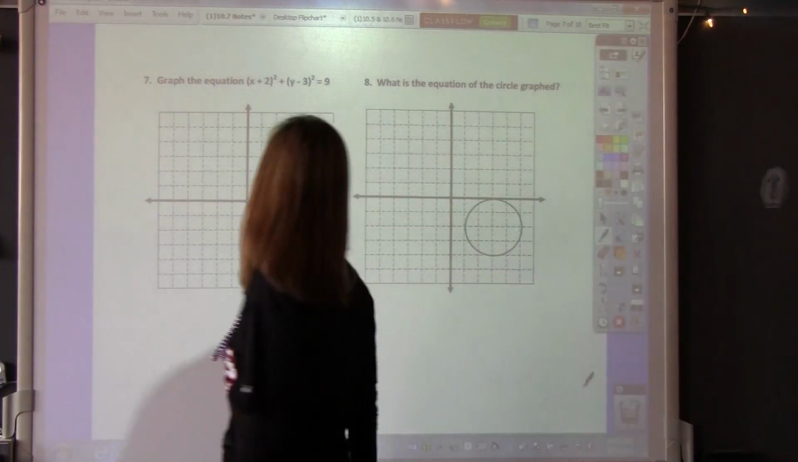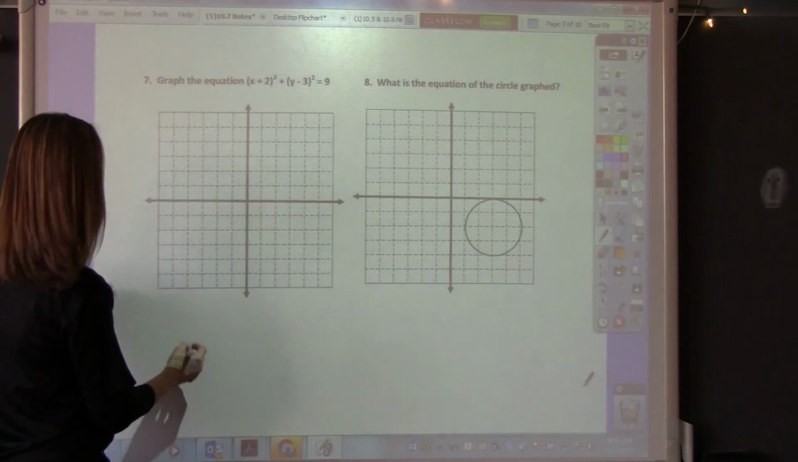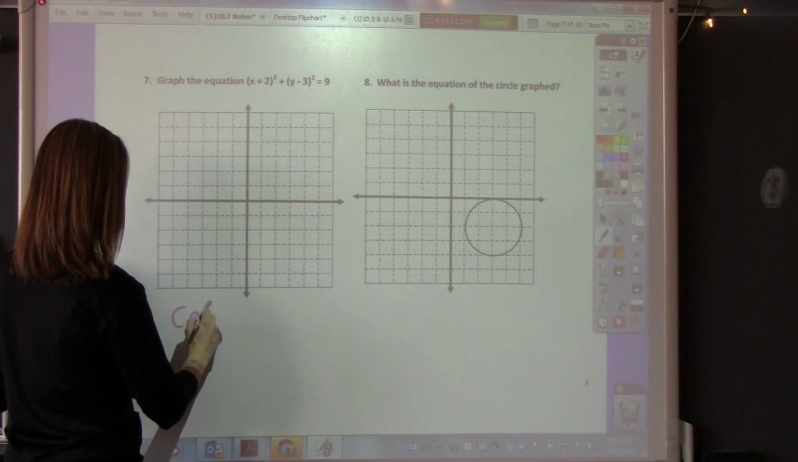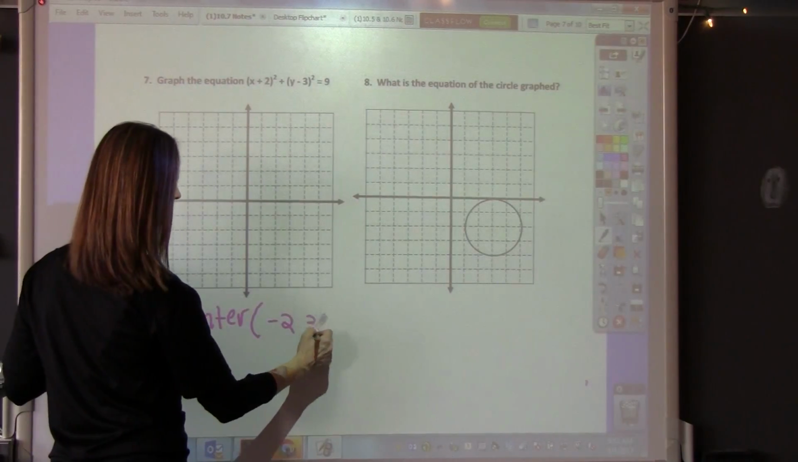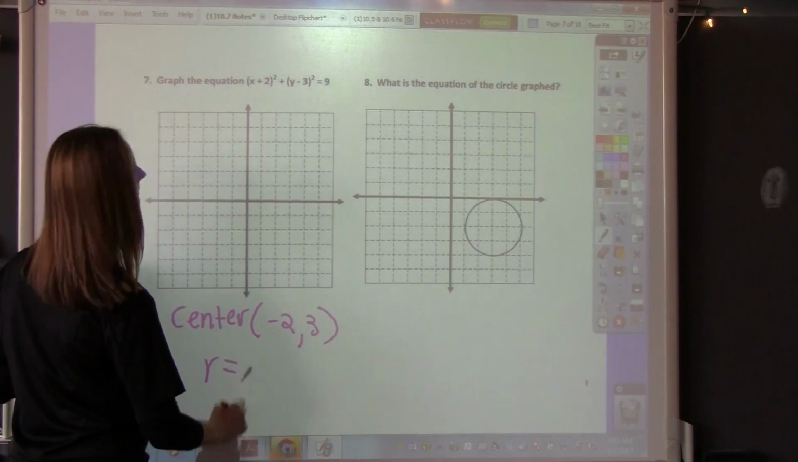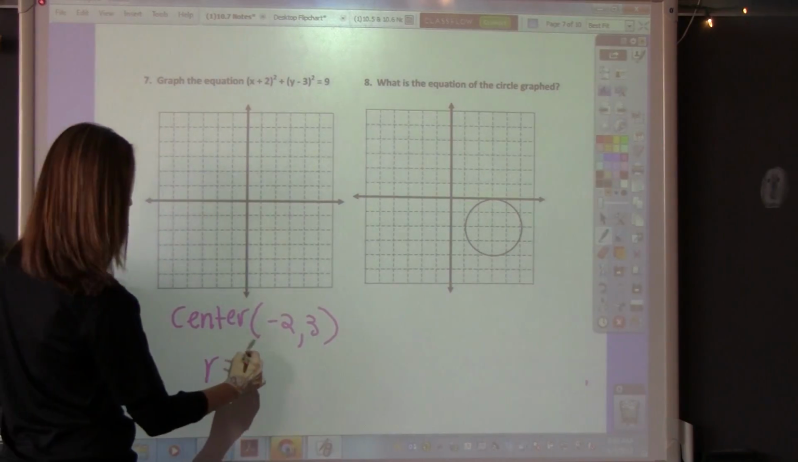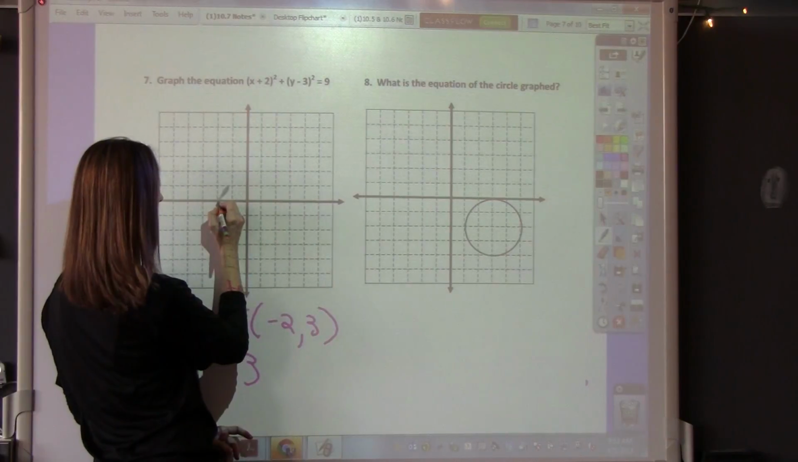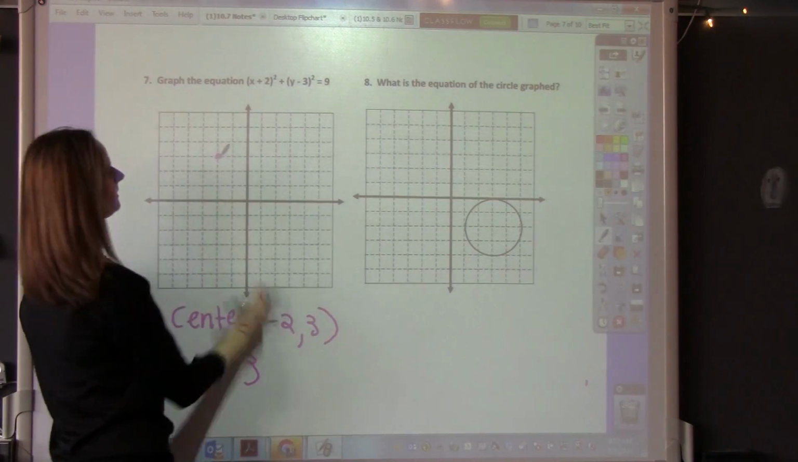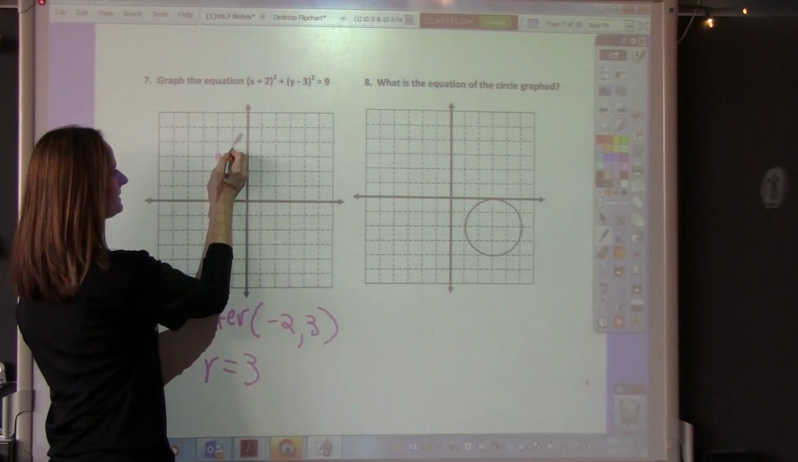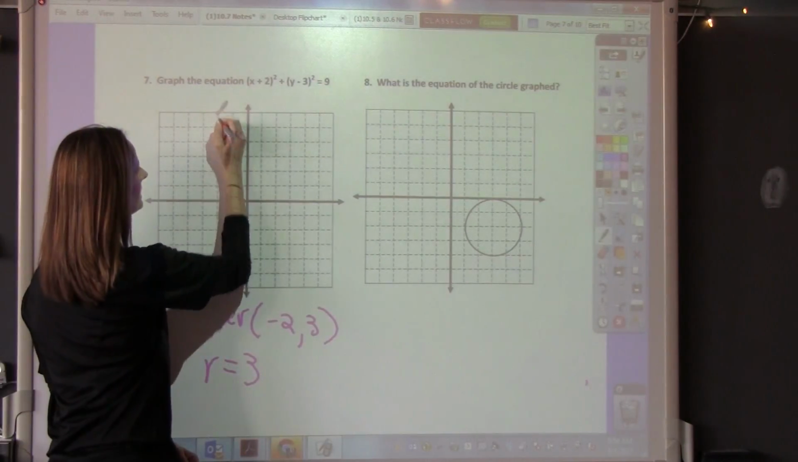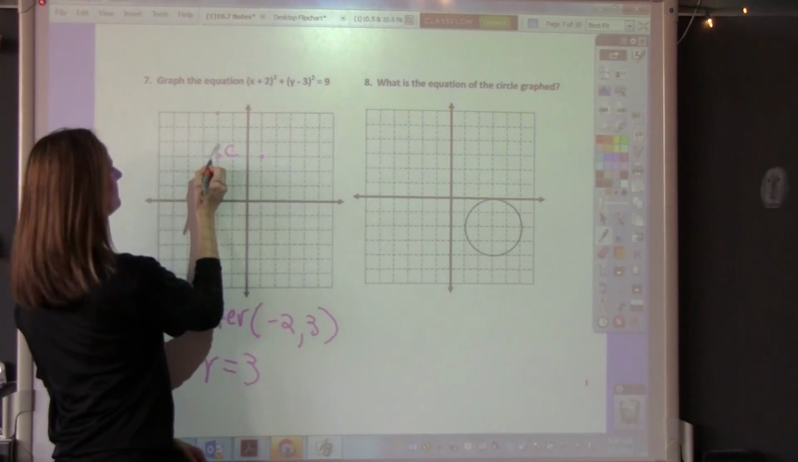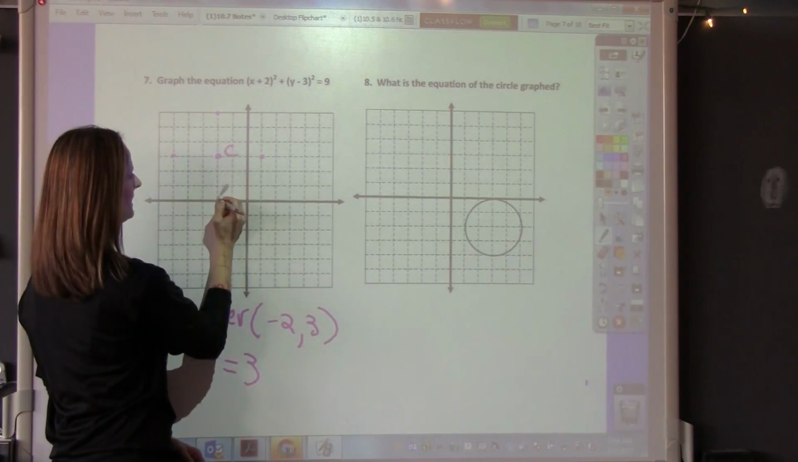Okay, graph this equation. So what's the center? -2, 3. And the radius? So close. 3. Thank you. All right, so -2, 3. There's your center. I'm going to put a C next to it. The radius: up 3, right 3, left 3, down 3.